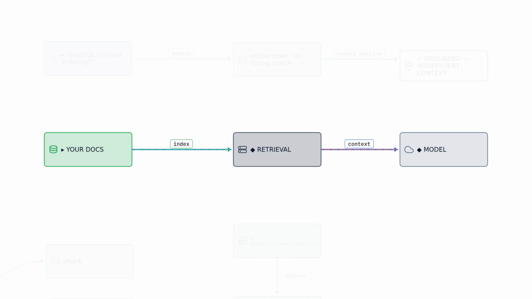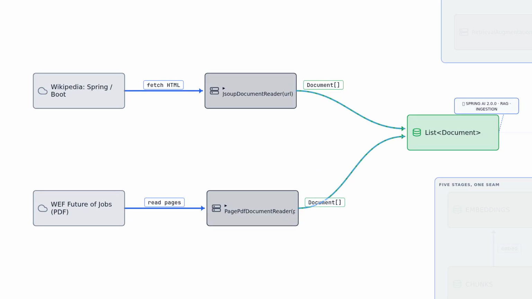Don't retrain a multi-billion parameter model every time a document changes. Retrieve the right paragraphs at query time and hand them to the model as context. That's RAG. Stage 1, read the documents.